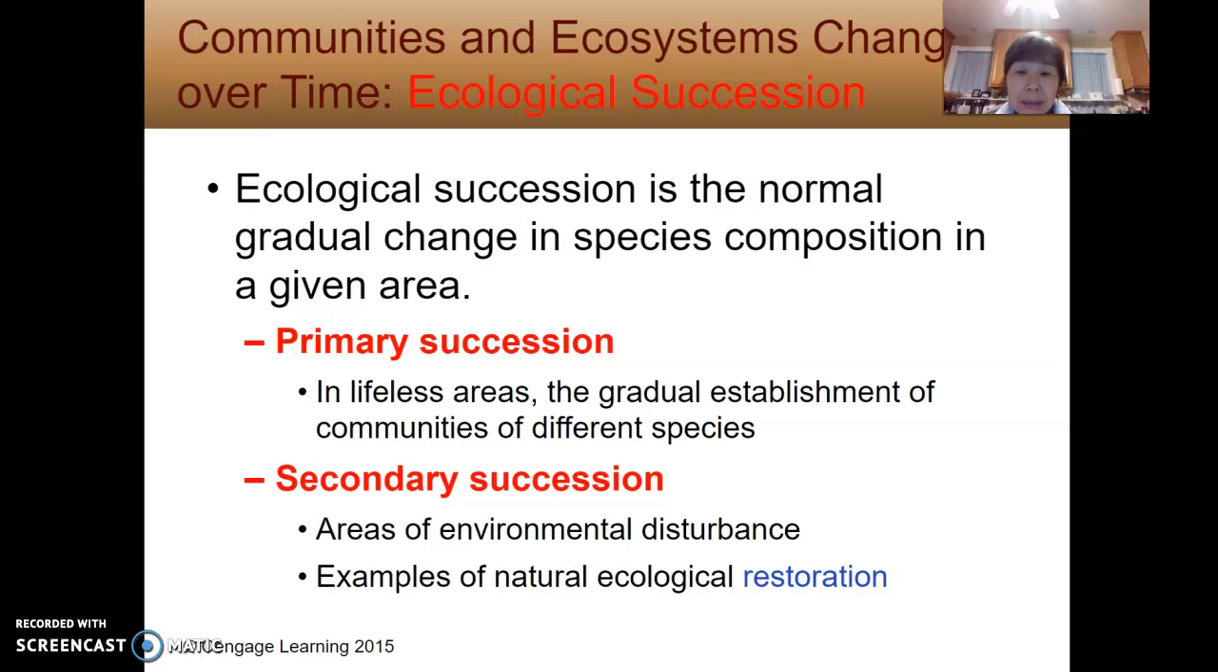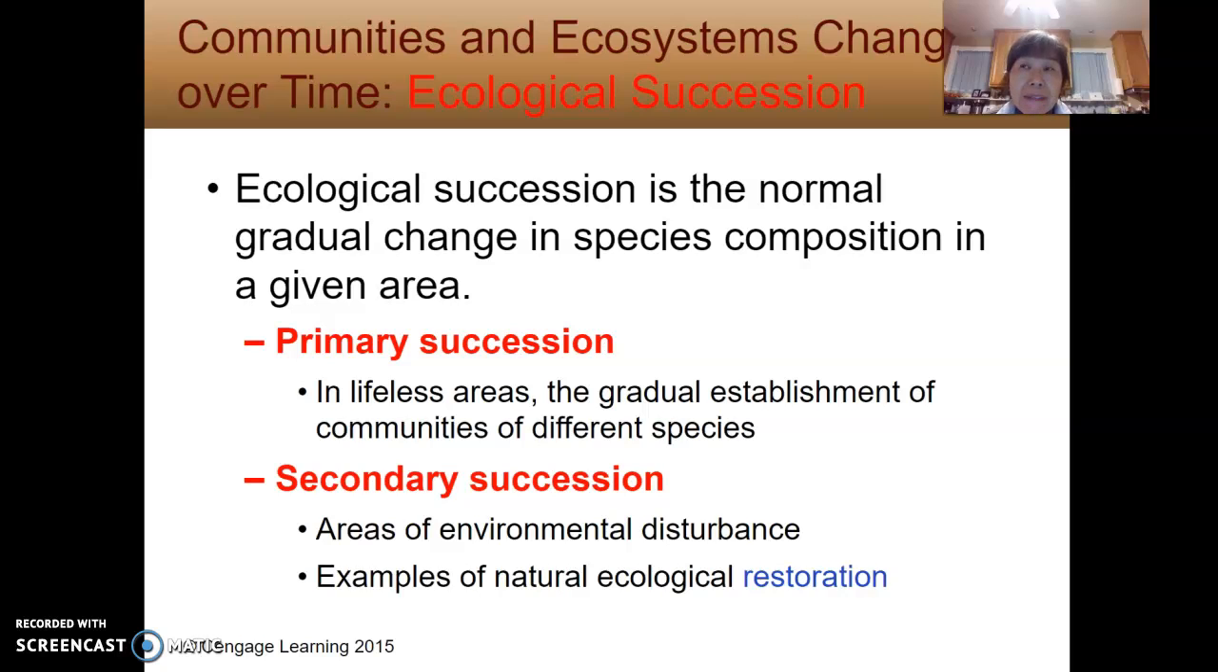So there are two successions you need to know. The first one is primary succession. This succession happens at lifeless areas. Sometimes you would ask, how do I know there's no life there? One sign is if there's no soil, then you pretty much can say there's no life there.